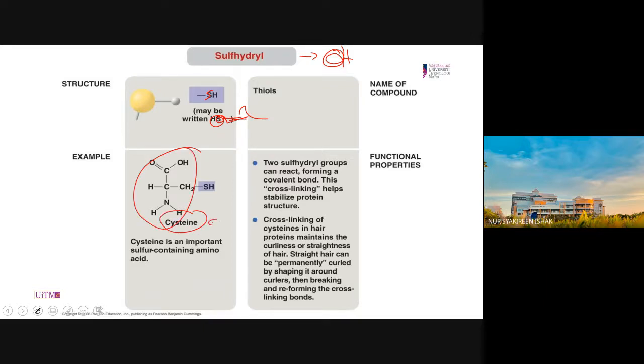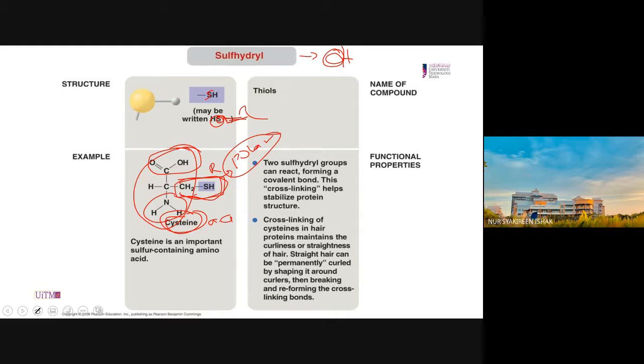Cysteine is another type of amino acid. As you can see, the structure has a carboxyl and an amino group. Cysteine, this is the side chain here, the R group. Cysteine has CH2 SH. It has a sulfhydryl group within the side chain. By having the sulfhydryl group within the side chain, it causes the cysteine molecule to be polar. So cysteine is an important sulfur-containing amino acid. One of the places where you can find amino acid cysteine is in your hair. Your hair contains amino acid cysteine.